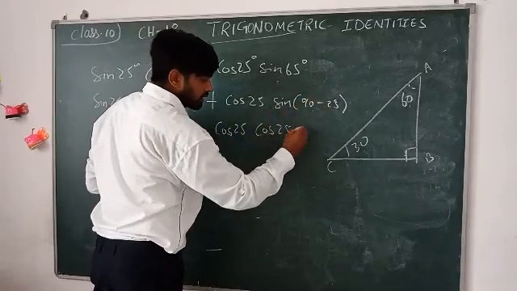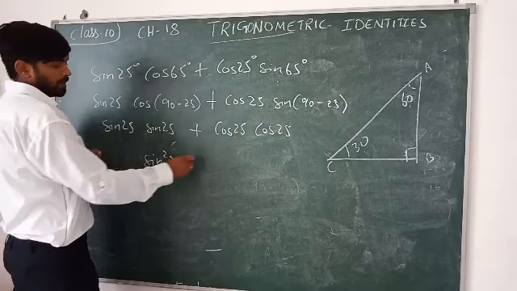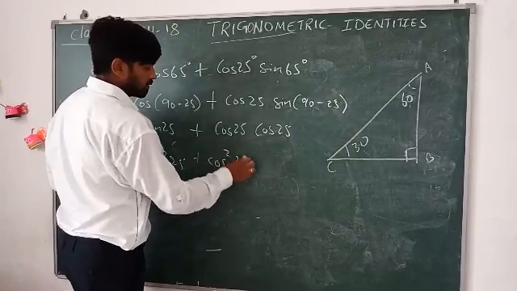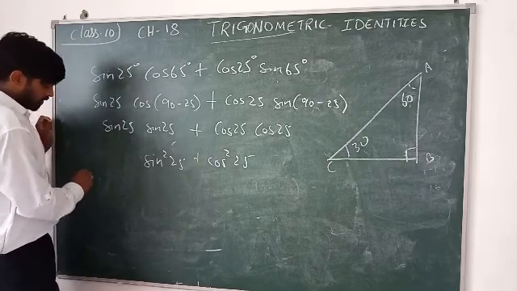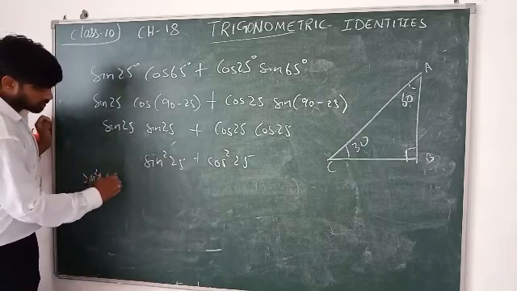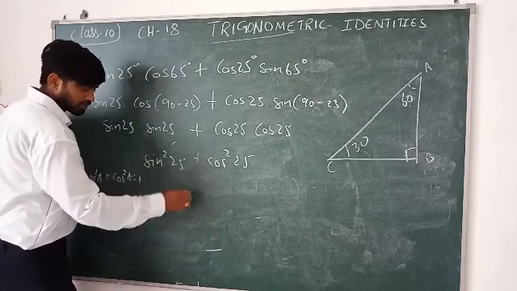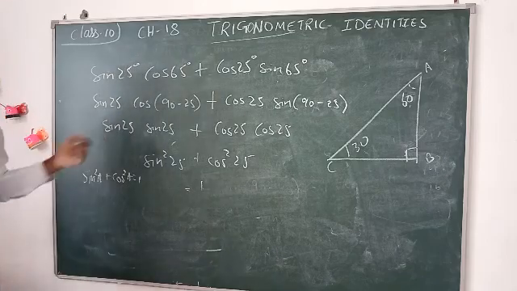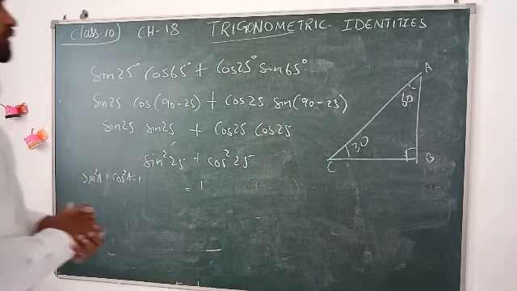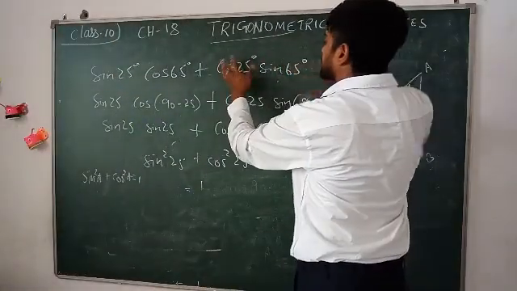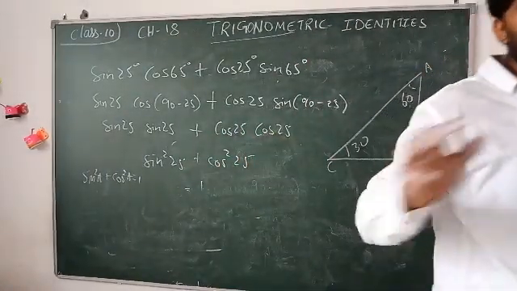So I can write sine square 25, because there are two sines, plus cos square 25. So sine square something and cos square something. We did learn a formula: sine square A plus cos square A equals what? 1. Both angles are the same, so I can say they both equal 1. So my answer is 1. I hope you understood how to do this kind of question. You just need to find a pair. For example, who will be the pair of 25? 65, because both together make 90. So you have to find pairs of angles like this.